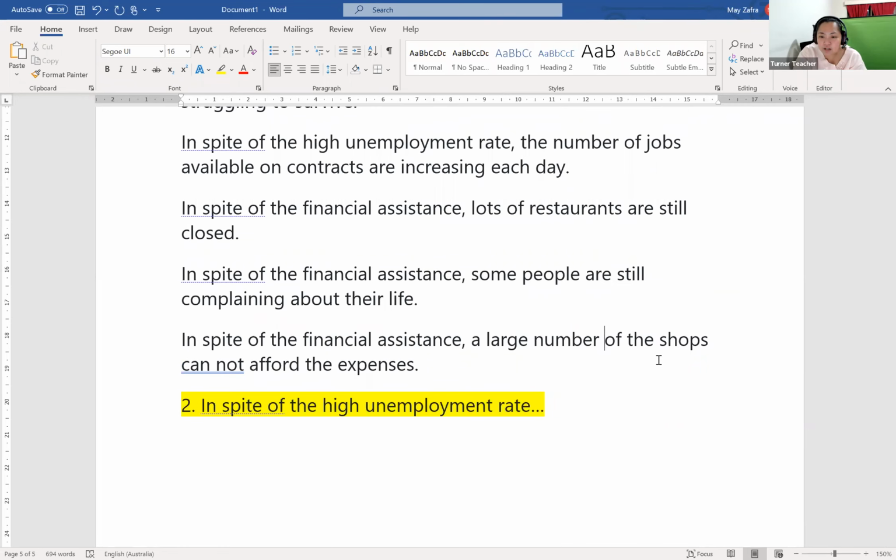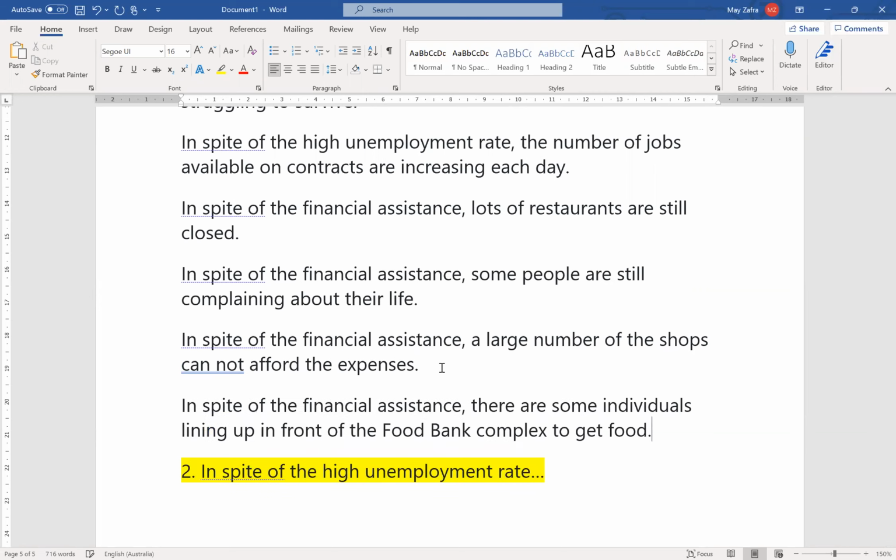In spite of the financial assistance, there are some individuals lining up in front of the food bank complex to get food. Yes, this is correct. So it means it's still not enough. In spite of financial assistance, some people are finding it hard to live in modern city with high rate of expenses. Yes, I will accept this and just edit it a little bit.